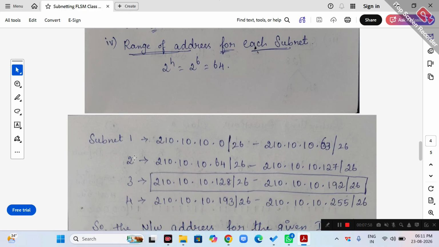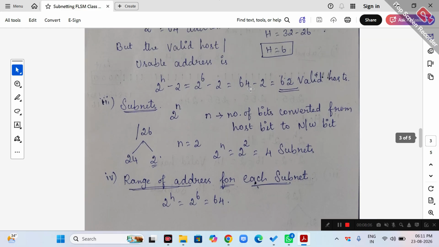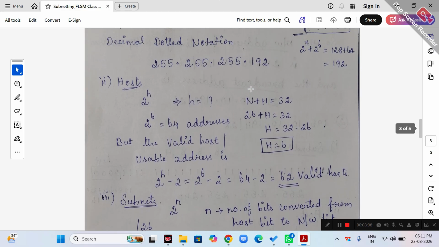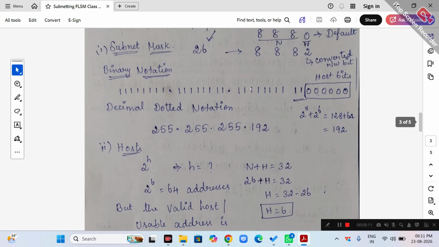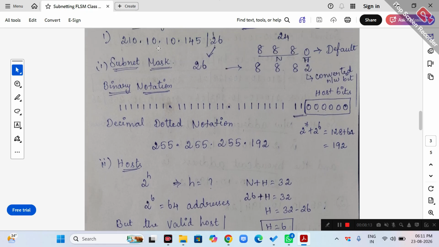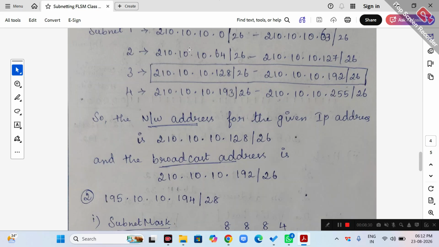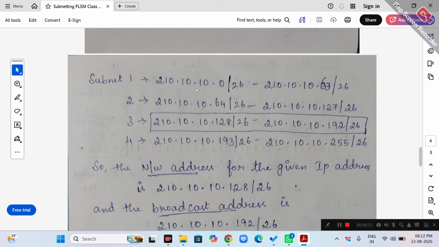For the first subnet, it starts with 210.10.10.0, because in the given question the given IP address, 210.10.10.145, is in between, available in any one of the subnets. So the starting address for the first subnet is 0. We start from 0 here, 210.10.10.0. That is the first subnet network address.